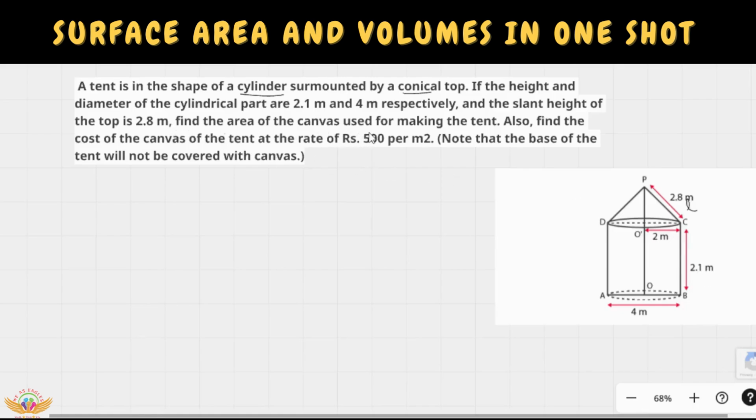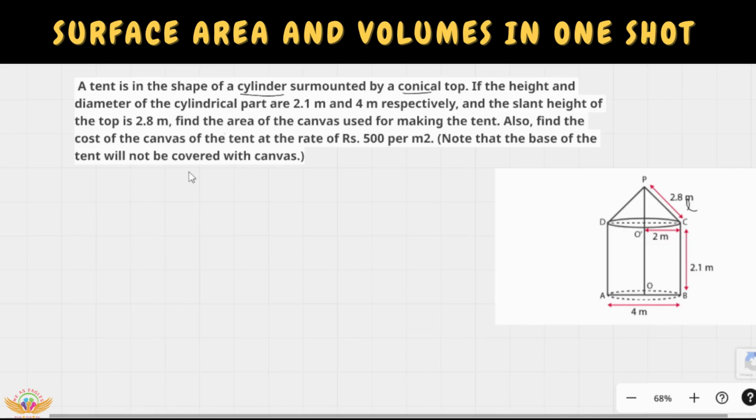Find the area of the canvas used for making the tent. Also find the cost of the canvas, and they have given a rate. So to make a tent, it will be the combination of a cone and a cylinder, just as in the figure.